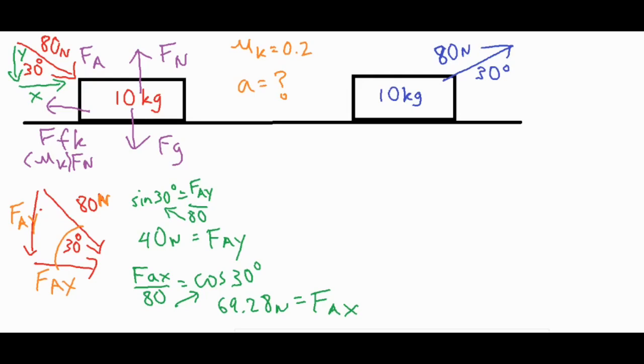All right, so that's the first thing you're going to want to do. I'm going to go ahead and include both of those values right up here so that I can clear some space to show the work for both of these two larger calculations. So we got Fay is 40 newtons, and Fax of 69.28. All right, so let's go ahead and clear this previous work and then set up our formulas for everything in the x and y axis.